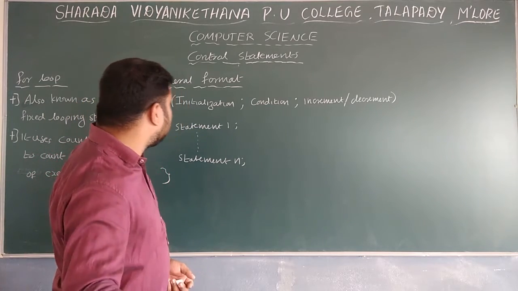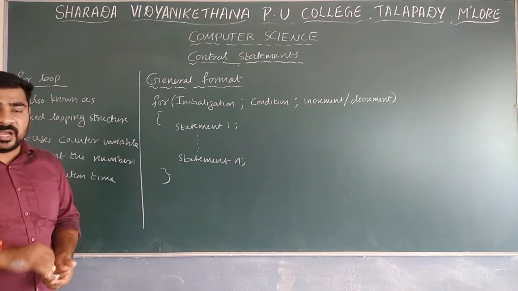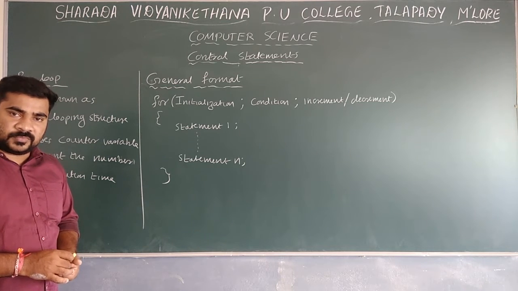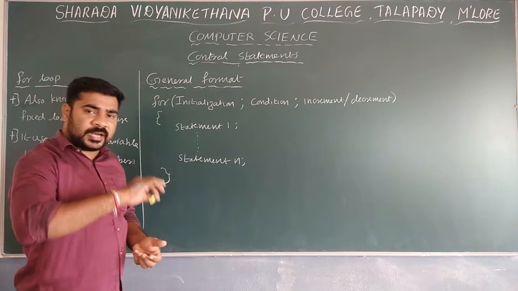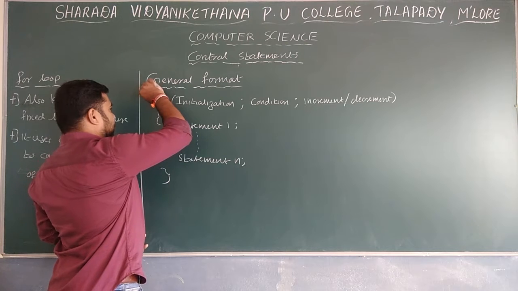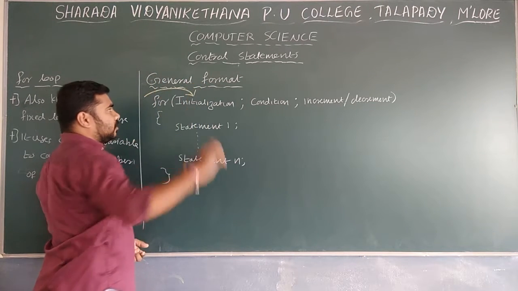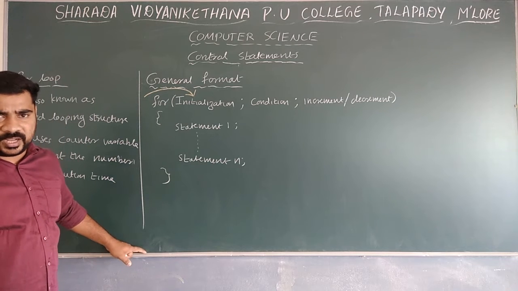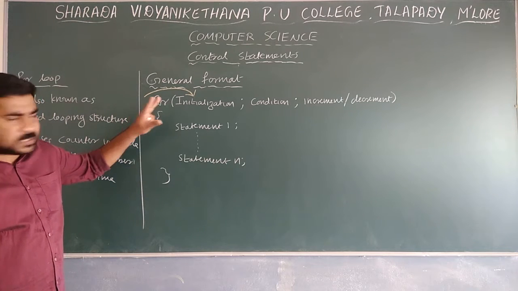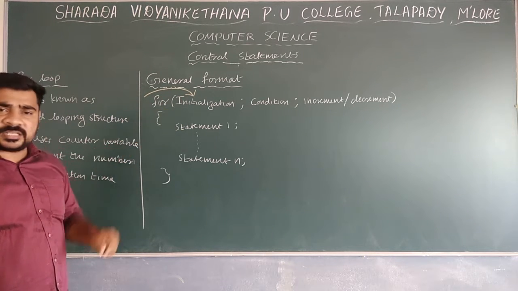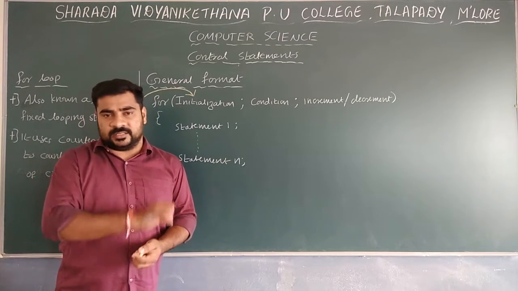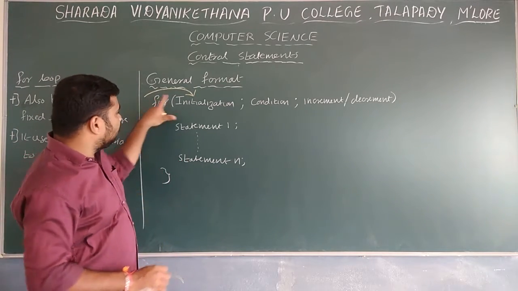Then, if you take the for loop, how is it going to work? As already explained, control first moves to initialization. Control first initializes the values. Initialization means the first part. First control is moving to initialization.